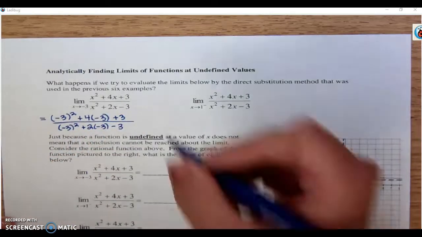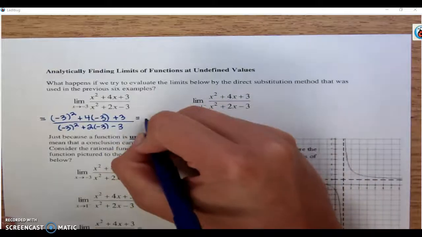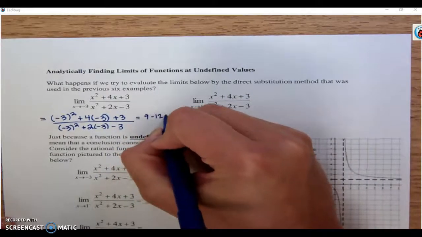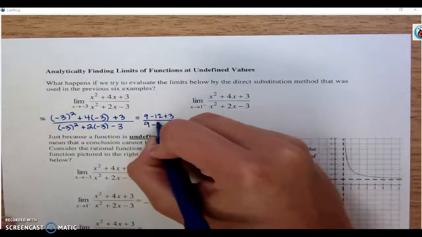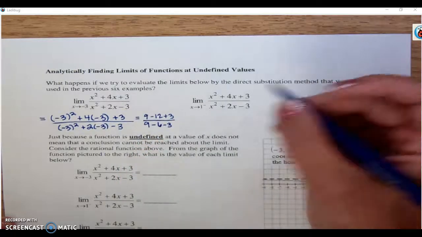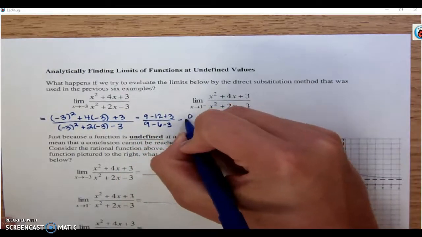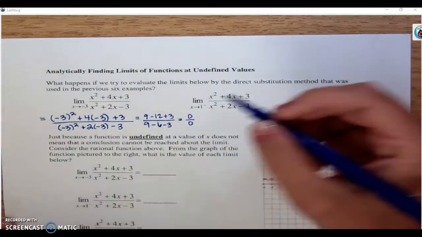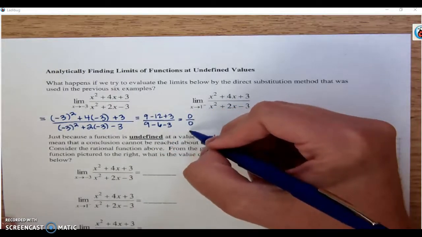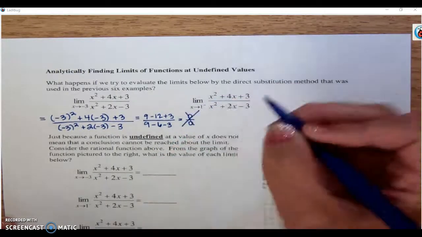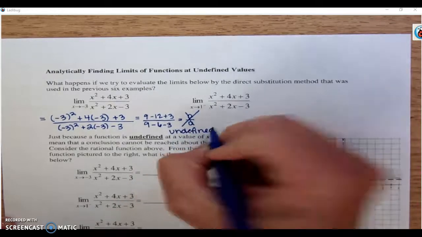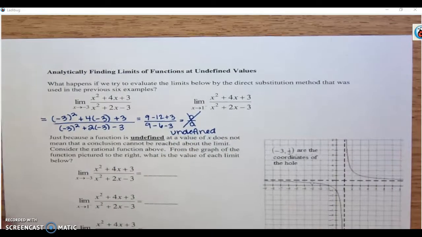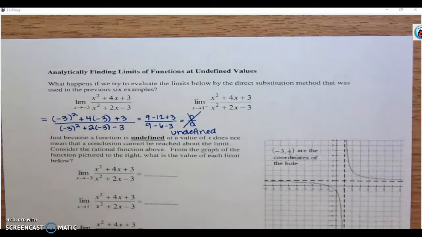If we do that, we're going to end up with 9 minus 12 plus 3 over 9 minus 6 minus 3. So we're going to end up with 0 in the numerator and 0 in the denominator. Well, it's okay to have 0 in the numerator, but you cannot have 0 in the denominator. So that means that is undefined. That does not give you an answer. We'll come back to that in a second.